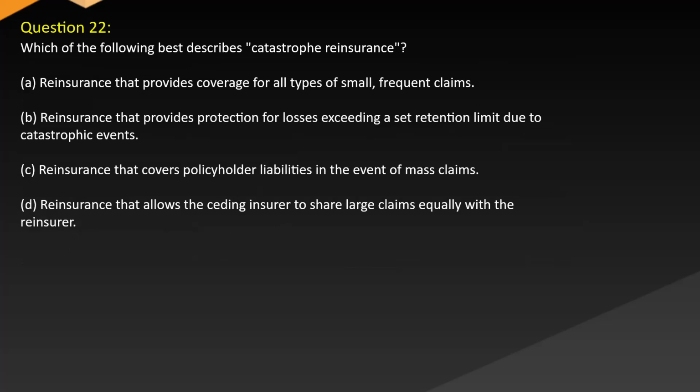Question 22. Which of the following best describes catastrophe reinsurance? A. Reinsurance that provides coverage for all types of small, frequent claims. B. Reinsurance that provides protection for losses exceeding a set retention limit due to catastrophic events. C. Reinsurance that covers policyholder liabilities in the event of mass claims. D. Reinsurance that allows the ceding insurer to share large claims equally with the reinsurer.